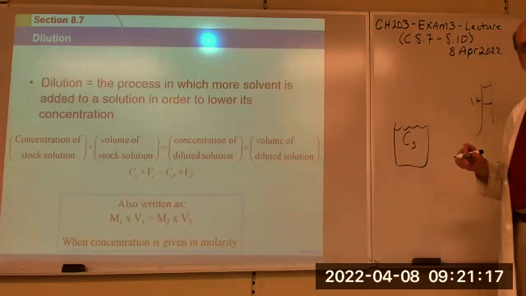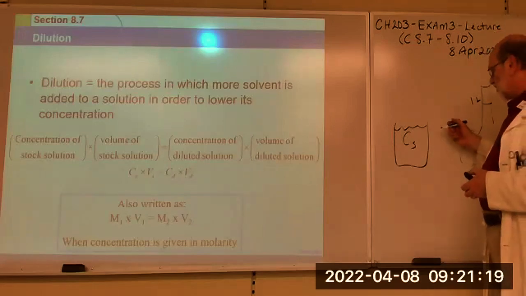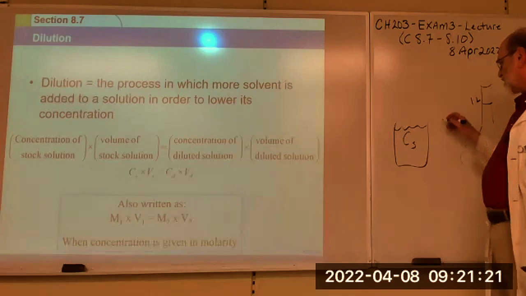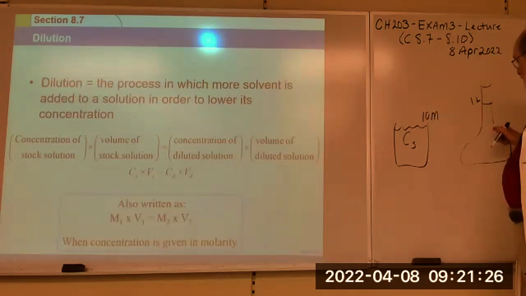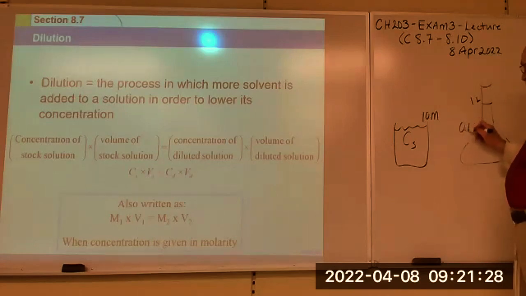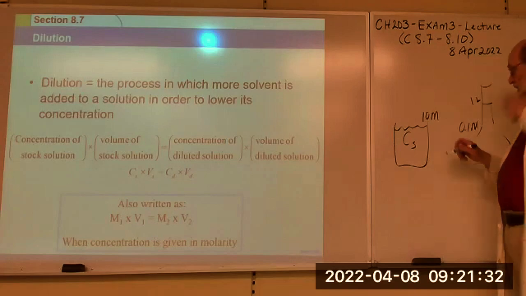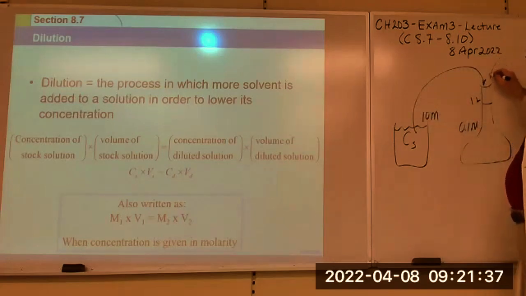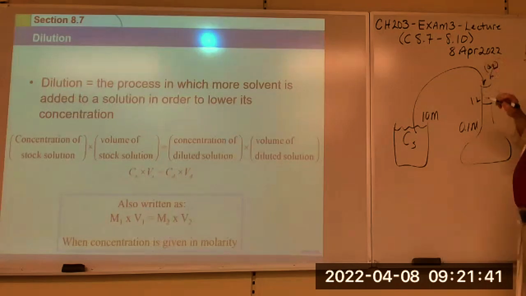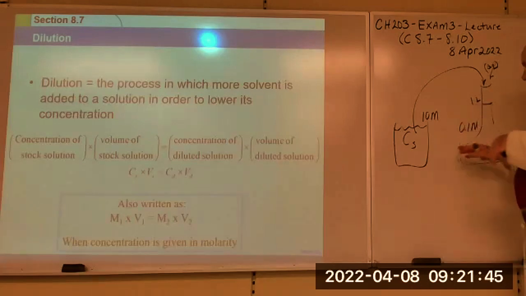So let's focus on just one solute. That one solute, say, is a concentration of, say, 10 molar. Okay? And you want to end up over here with 0.1 molar of the solute. So you want to take a portion of it out of here, put it in there, and then add more solvent. Now let's just say it's water. Okay? So what do these things have in common? Well, the concentrations are different, obviously.